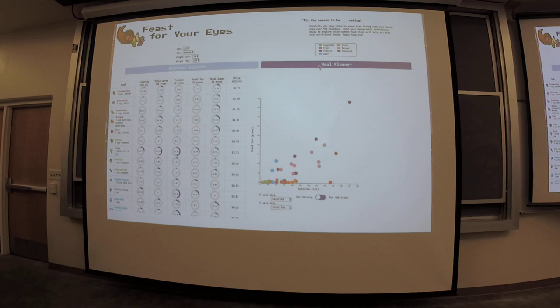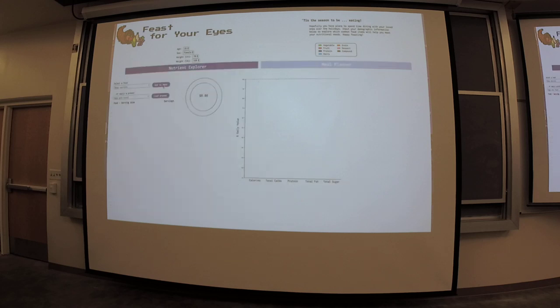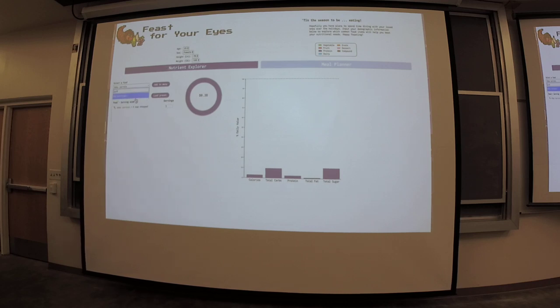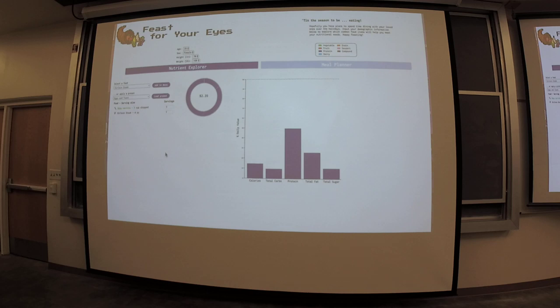When the meal planner tab is selected, users can add and remove foods to the menu. The total price and nutritional value of the meal is broken down by the individual contributions of each food. The daily values referenced here are also set dynamically by the controls.